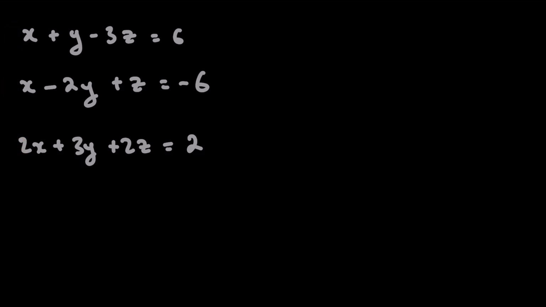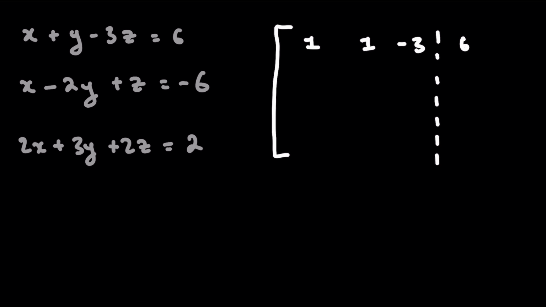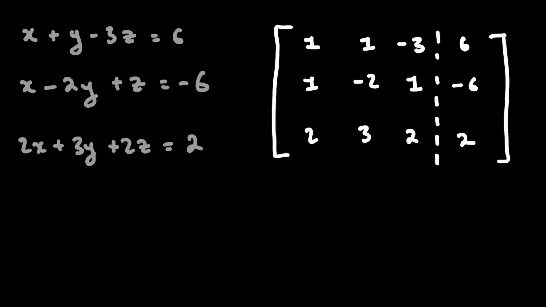I want to construct a matrix now using the coefficients of each of these values. So the coefficient of x in the first equation is 1, coefficient of y is also 1, and the coefficient of z is minus 3. And the answer to this equation is 6. In the second row, the coefficient of x is 1, the coefficient of y is minus 2, and the coefficient of z is 1. And the answer to this is minus 6. And the coefficient of x in the last row is 2, the coefficient of y is 3, and the coefficient of z is 2. And the answer is 2.